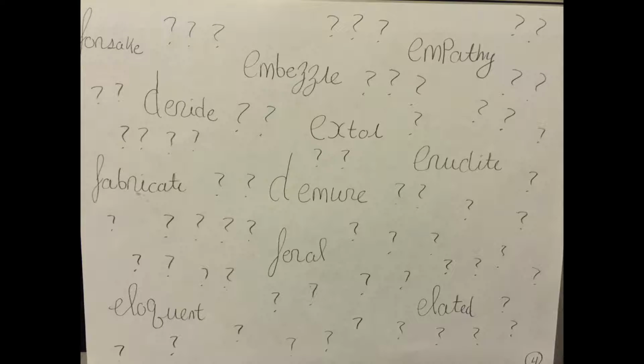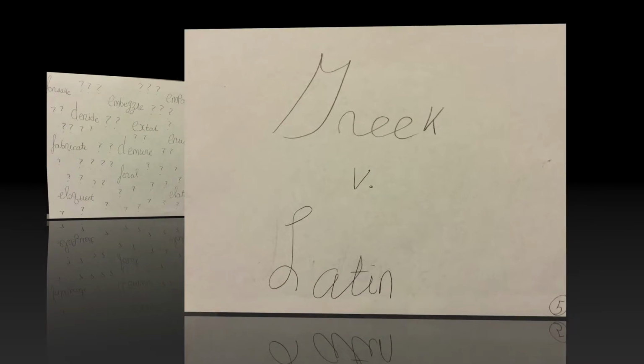Do you recognize all the words here? Forsake, embezzle, empathy, deride, elated, eloquent, fabricate? Perhaps you do, perhaps you don't. But whenever you come across new and difficult words, whenever you know the root, or could at least figure out the root and relate it to a different word, these words don't become so difficult. Let's look at an example.